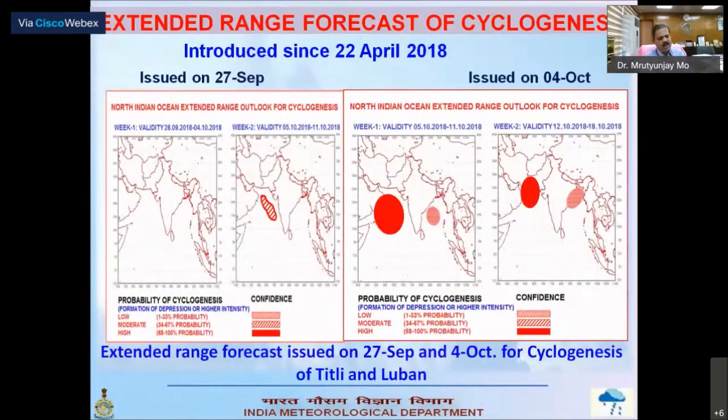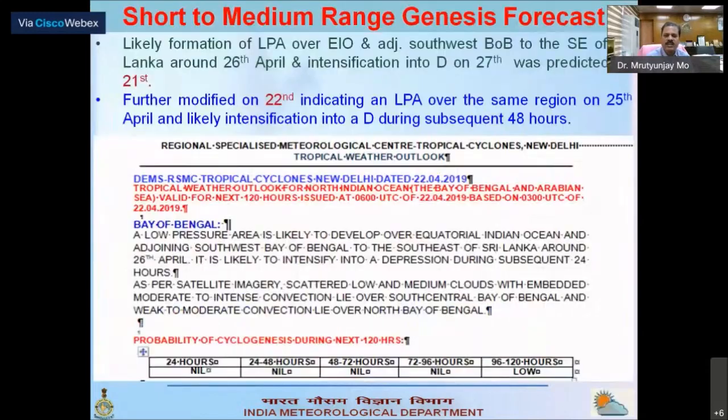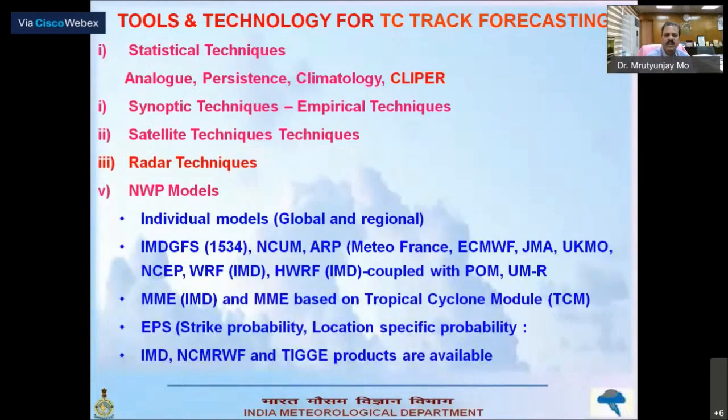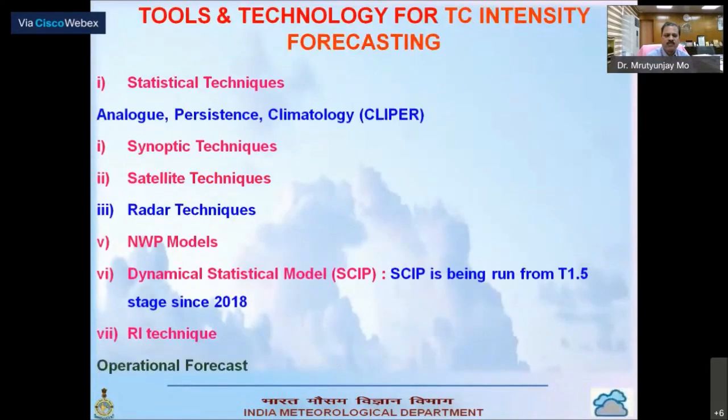And nowadays we provide the forecast 15 days in advance also. That is called an extended range forecast. You can see one example. We say 15 days in advance where the probable area is where a cyclone can develop. Then after that, we follow it on a day-to-day basis. 5 days in advance, we say where the cyclone will develop, what its intensification will be, what its track will be, where it will cross the coast, and accordingly, we provide the information.